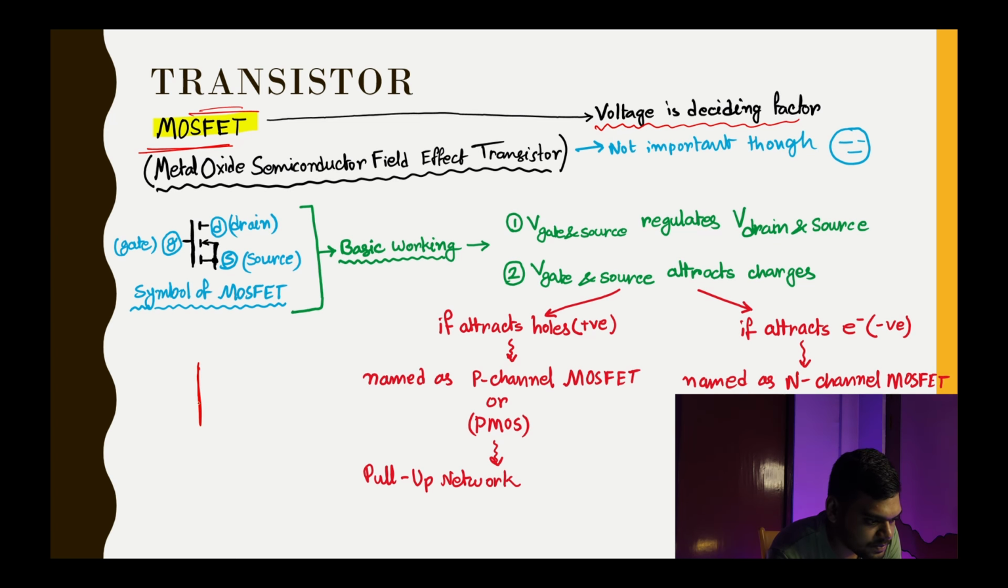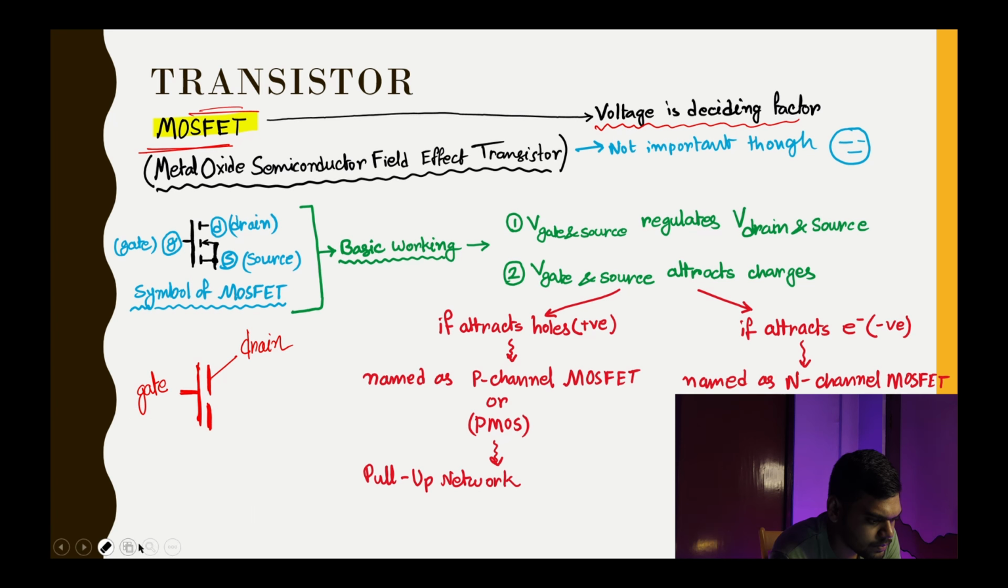This is the symbol where we say base as gate, and collector as drain, and source as, wait, let me just undo it.